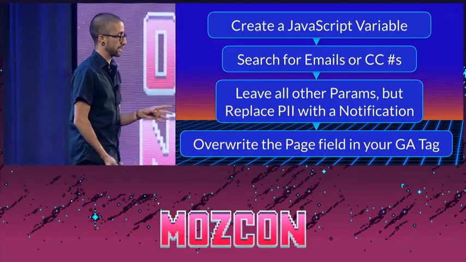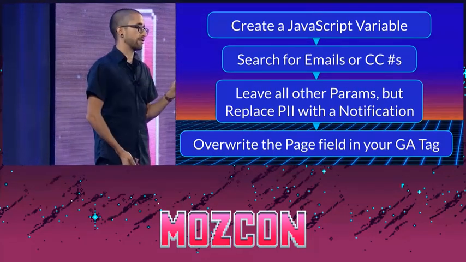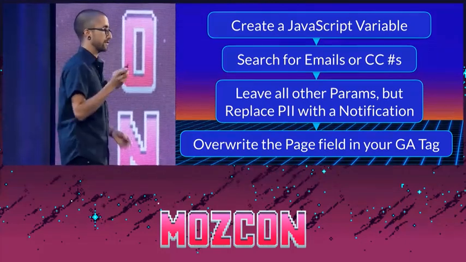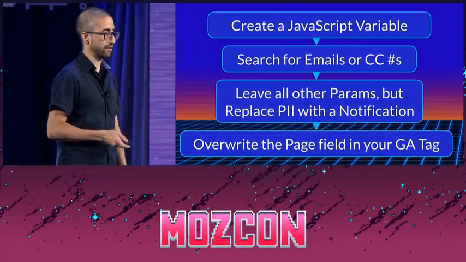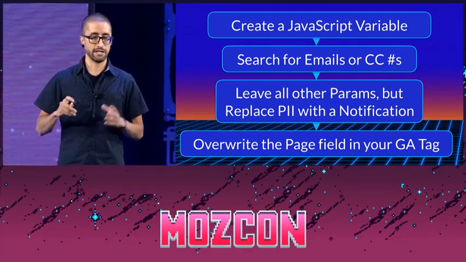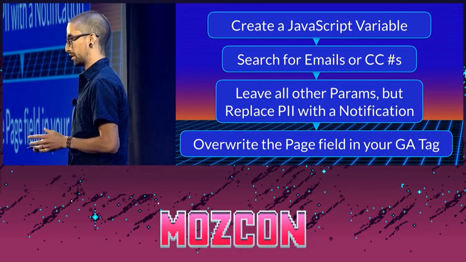Without getting into this, it's pretty complicated code. You'll be able to access what the script looks like. It's creating a JavaScript variable that's going to receive any query string parameters. It's going to check for sensitive information like emails or credit card numbers. It's going to leave any non-PII information intact and replace that personally identifiable information with a warning message.